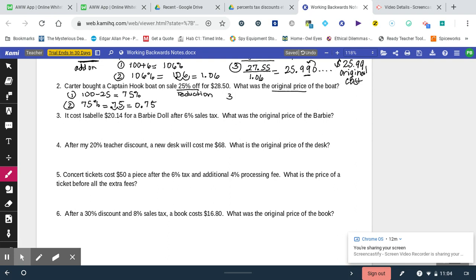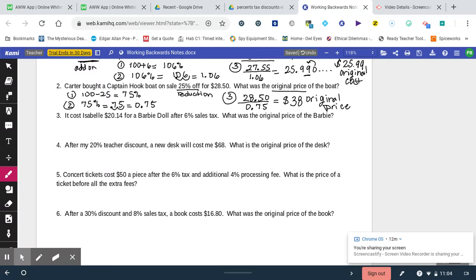And then you're going to do step 3. Instead of multiplying by the decimal, you're going to divide by the decimal. So when you divide 28.50 by 0.75, you get 38. Okay. So basically the original price was $38. Okay. And that's it. That's all you do.